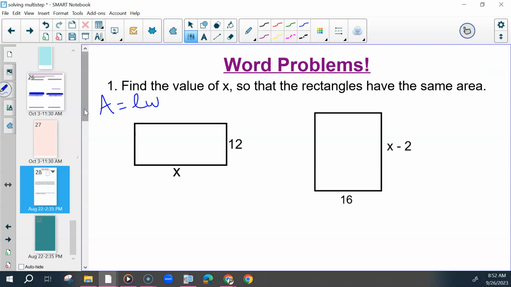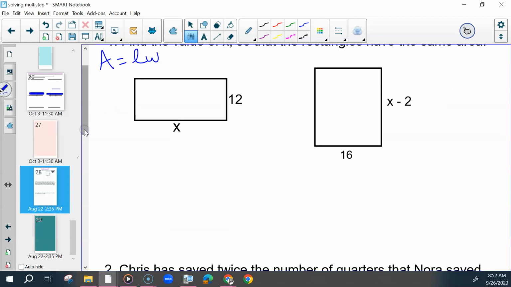So that means whatever we do here is going to equal whatever we do here. So we could set this up like length times width. It doesn't really matter which one you call the length or the width, but length is typically the longer side. So we're multiplying 12 and x, and that's going to be the same as multiplying 16 times x minus 2. So now that we know how to find the area, we know that it's the same, we set them equal, now we can solve.